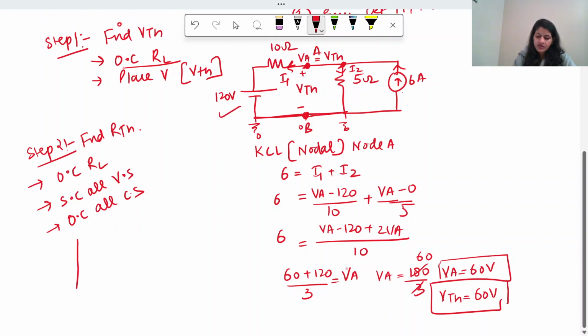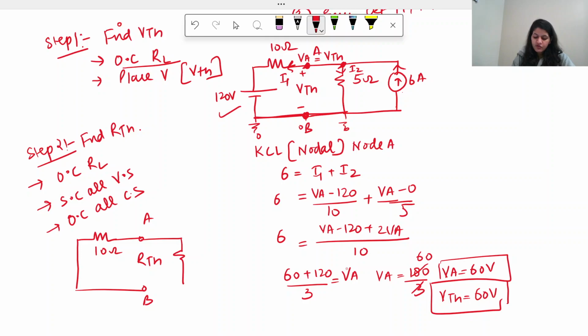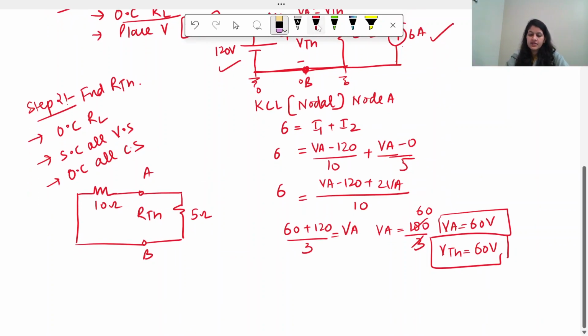So this 120 volt is short circuited because it's a voltage source. Then this is 10 ohm. Between this A and B terminal you need to find the value of RTH, right? This is 5 ohm and this is open circuited, right? Because this is a current source. So these lines do not have any significance, so we can remove these lines and it will look like this.